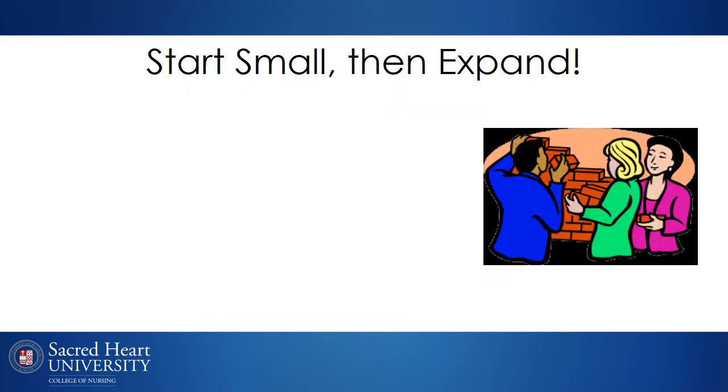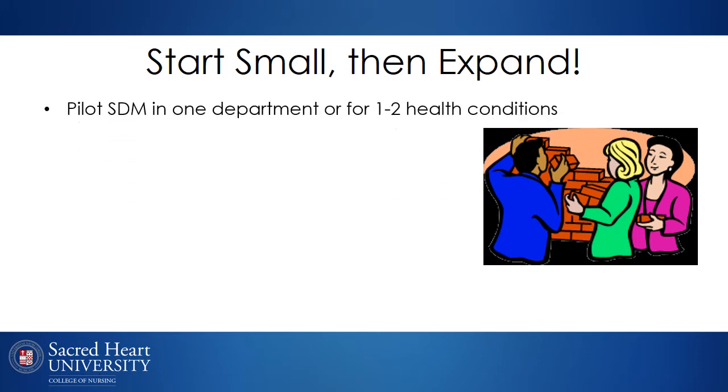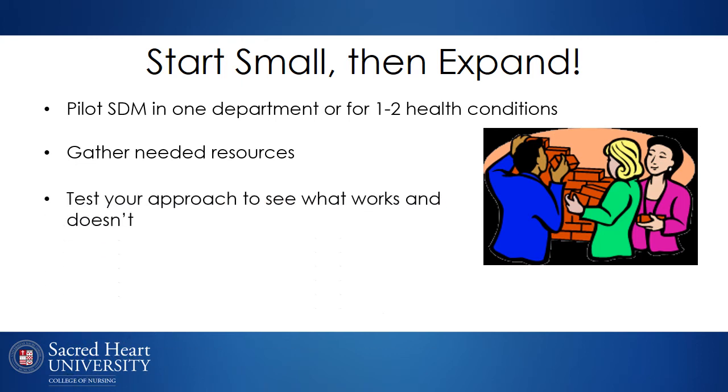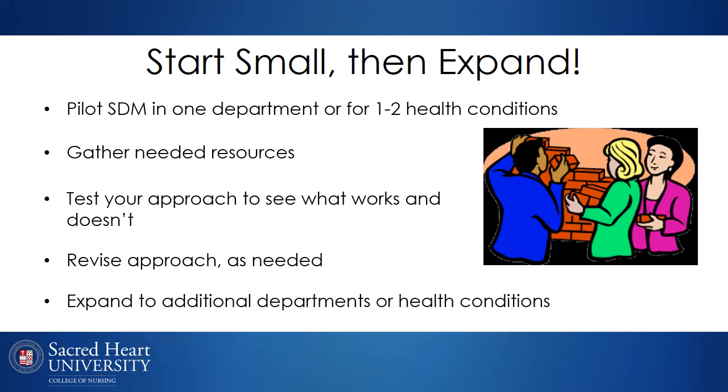Start off small and then implement SDM on a wider scale. Earlier, we talked about starting with just 1 or 2 conditions as you first implement SDM in your practice. This is the same idea. Some ideas for you are piloting your approach on just 1 unit or department after choosing 1 or 2 conditions to focus on. Gather all your resources. Test your approach to see if it's working. Revise it if there's room for improvements. Then scale it. Look at other departments and think about how you can expand your practice change.